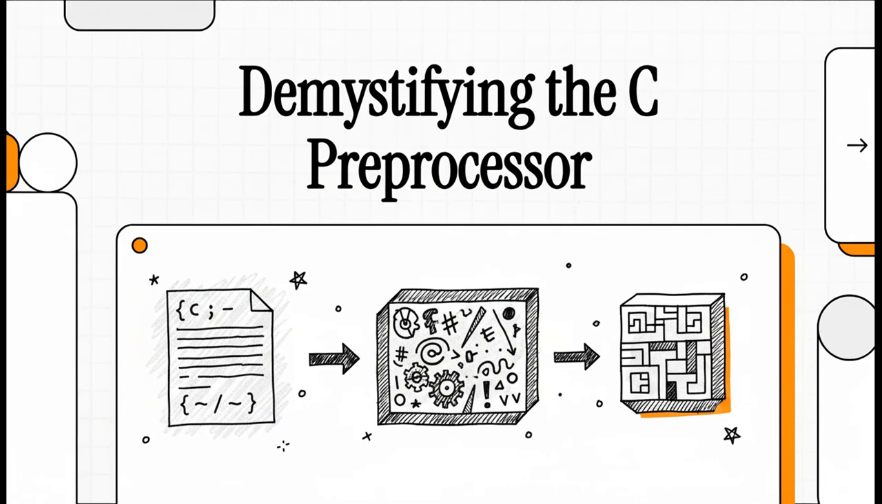So, you write a piece of C code, you hit compile, and you figure the compiler gets to work right away. But what if I told you there's a secret first step, a kind of unseen preparation that happens before the compiler ever lays eyes on your code? Today, we're going to pull back that curtain and see what's really going on backstage.